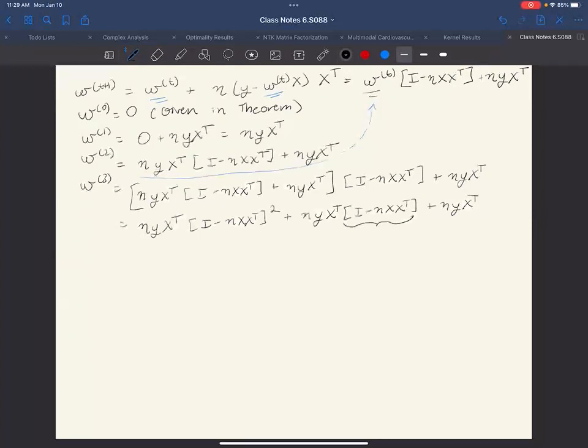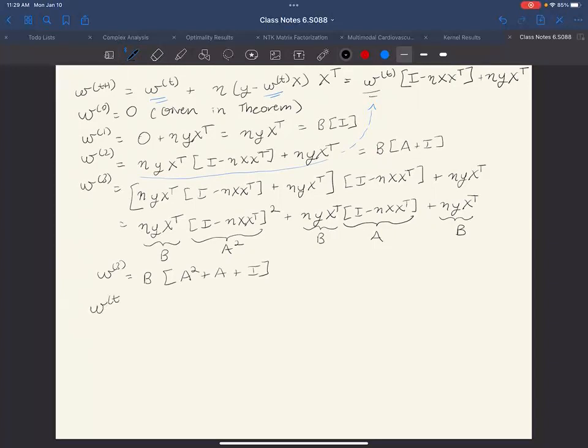Just expanding everything out, I start to see a pattern emerging. Let's call this matrix A, with A squared here, and let's call this matrix B. If I do that, I end up getting w3 is B times (A squared plus A plus I). Looking back, w2 is B times (A plus I), and w1 is just B times I. Now I'm starting to see a pretty clear pattern, and I encourage those of you who are familiar with induction to try to prove this inductively. What we'll see is that wT is just this matrix B times (I plus A plus A squared, all the way up through A to the power T minus 1).